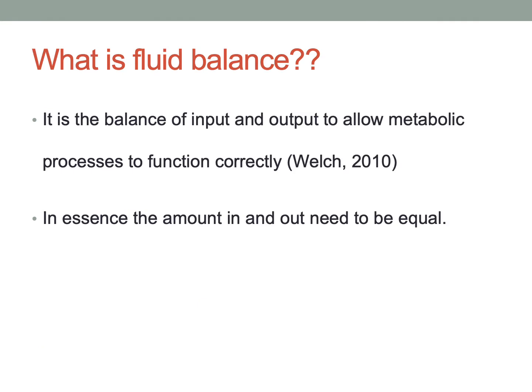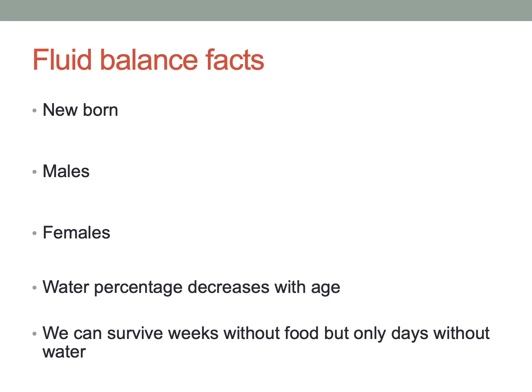Fluid balance is the balance of input and output to allow metabolic processes to function correctly. In essence, the amount in and out need to be equal. The amount of fluid within our bodies differs with age. As you can see, as newborns we're about 75% water, as adult males we're 60% water, and as adult females 50% water. With age, the amount of water in our body decreases. Water is very important to our survival. The human body can survive for weeks without food, but it can only survive for days without water.